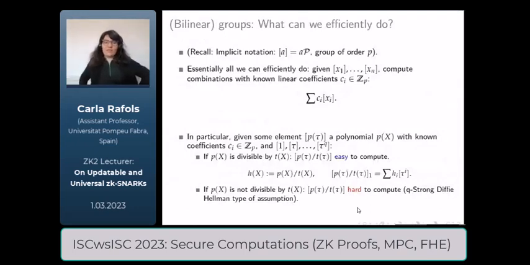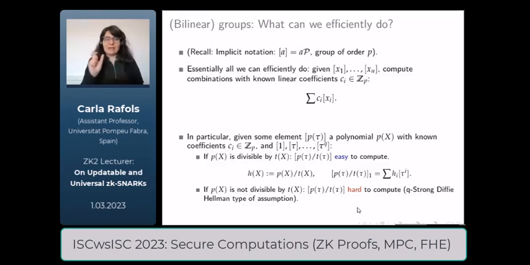So what can we efficiently do in these groups? I don't want to talk so much about what we do in these groups, because at the end, the important thing is that this is the compressing step. So we don't need to understand much about these groups. We only need to understand why they allow us to compress this very large statement to a single point check, okay?